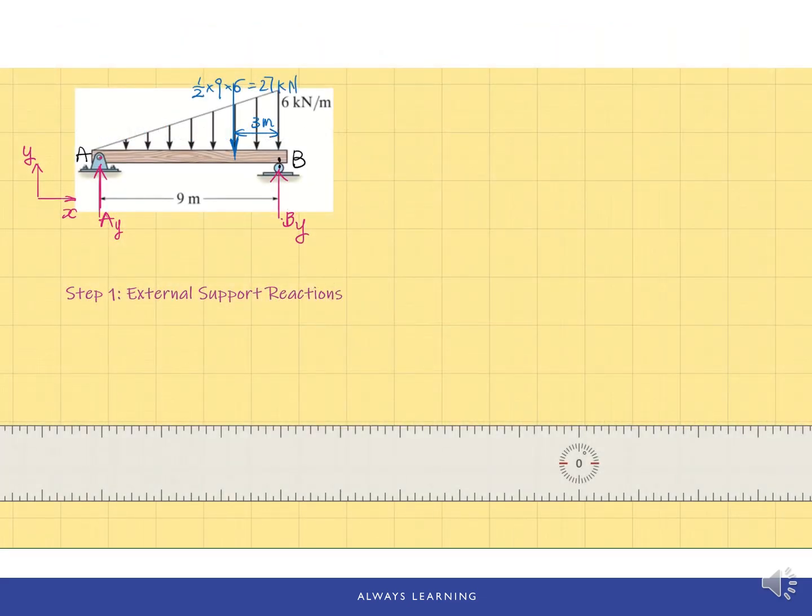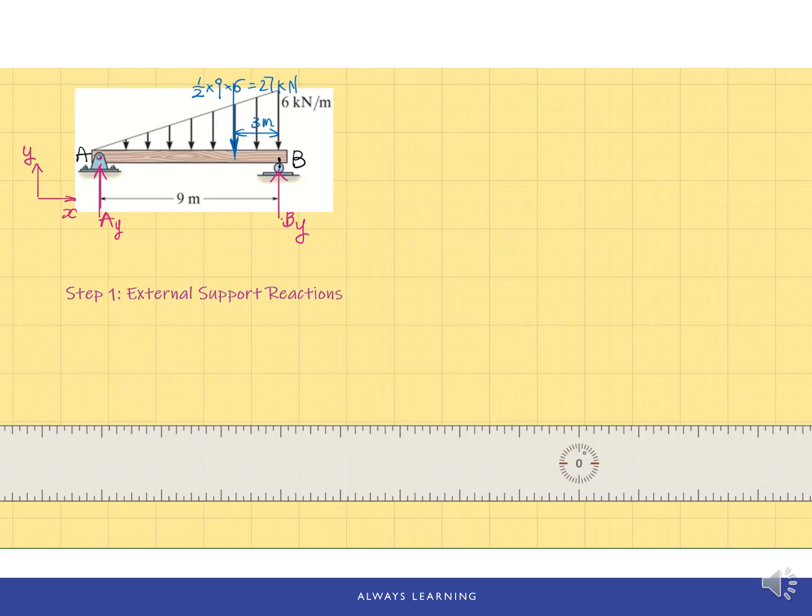Step 1. Using the free body diagram of the entire frame, we're going to solve for the external support reactions. So I call the left end point A and right end point B. So at A we have AY, at B we have BY. And I also reduce the distributed load into one concentrated load, and the magnitude is the area of this triangle, which is 27 kN, applied at 3 meters away from point B.